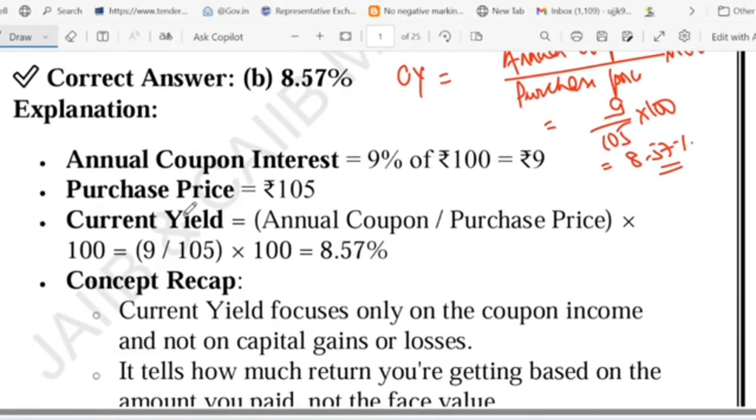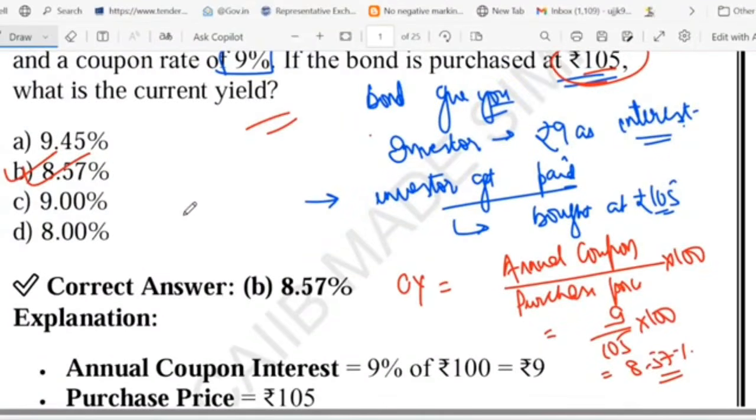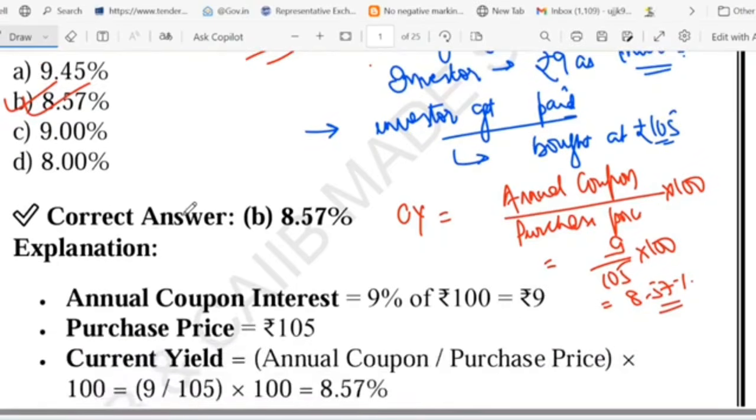Now friends, let us go through each and every option. Option A is 9.45%. This would be correct if the interest was higher or the price was lower, obviously, right? Not applicable here. 8.57% is the clear answer.